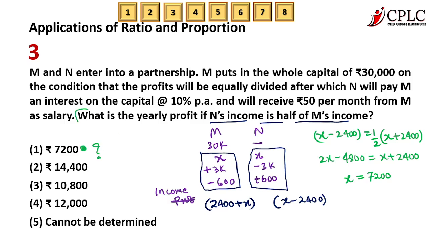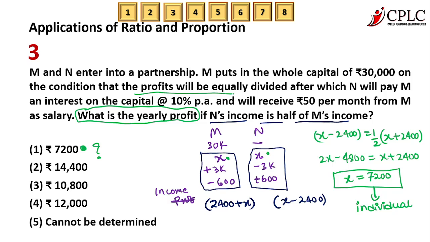Let's look at the question one more time. What is the yearly profit? If you remember, X is the profit that both of them are going to get individually, because the profit was supposed to be divided equally among them. Here it is mentioned, and that is why we have considered that to be X. But now they are not asking for individual profit, they are asking for the company's entire yearly profit, or the business's entire yearly profit.